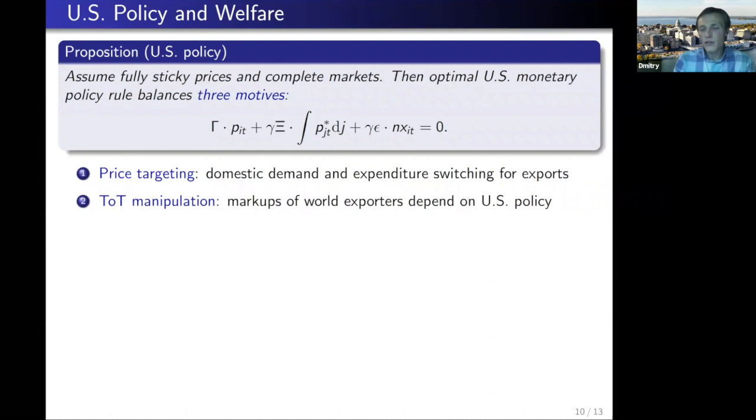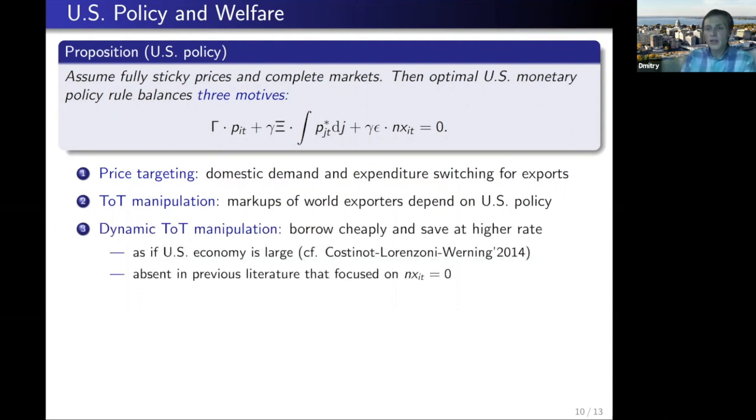The second motive is the standard terms of trade manipulation channel, right? Because all exporters from other countries, when they set their prices in dollars, they have some anticipated monetary policy. Their markups, their prices depend on the expected monetary policy of the US. As a result, the Fed can lower these prices and can achieve better terms of trade for the US.